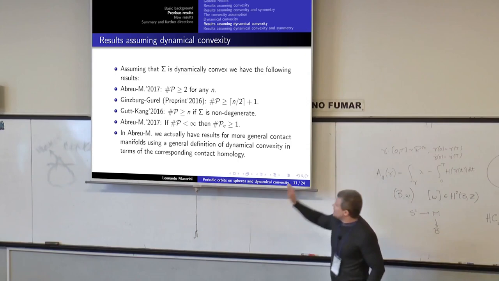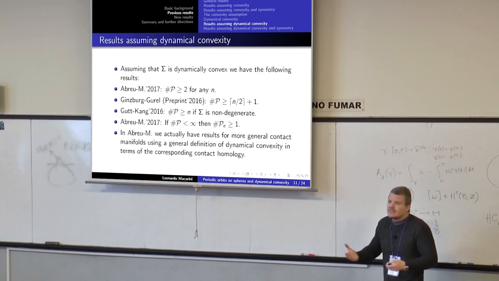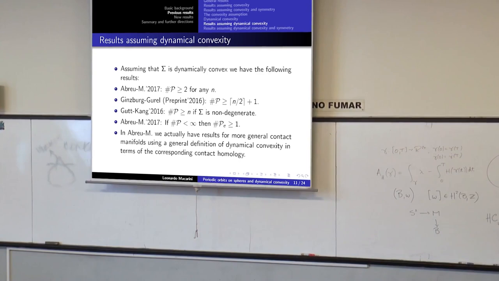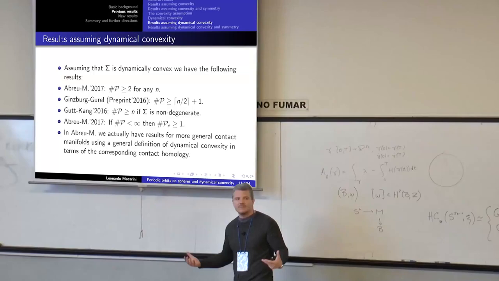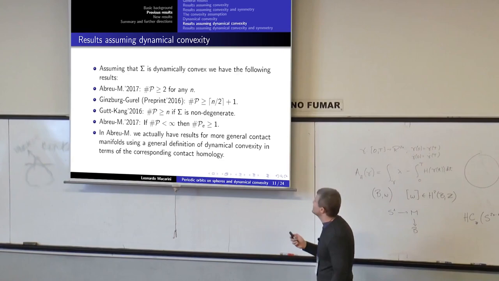In my work with Abreu, we actually have results for more general contact manifolds, using a more general definition of dynamical convexity, using the contact homology of the corresponding contact manifold. So we were able to generalize the results for more general contact manifolds, assuming some sort of dynamical convexity. Okay, so we have these results.